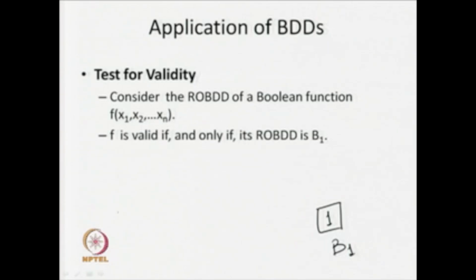So, if I am given any function f, we construct the ROBDD with respect to a particular variable ordering, and if this ROBDD happens to be the BDD B1, then we can say that this is a valid function. You just see that if I am given a long expression to check whether it is valid or not, it is a difficult task. But if I have a BDD representation and it is B1, then we can very well say that this is a valid function.